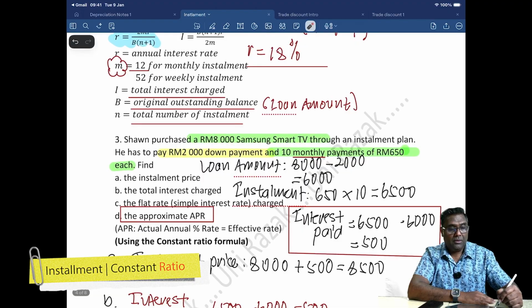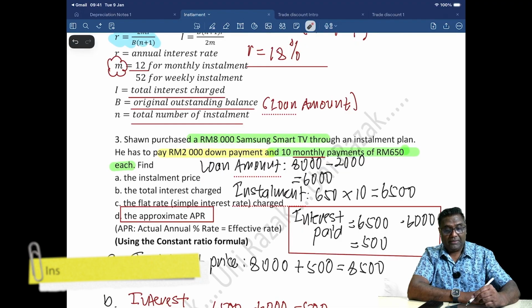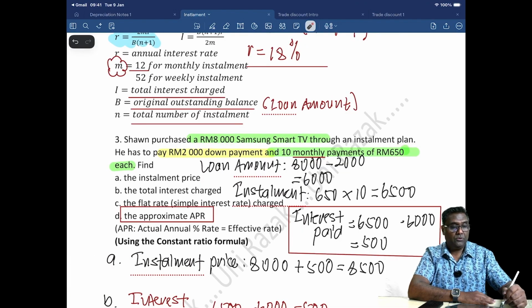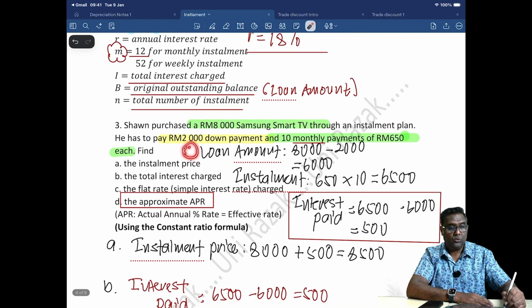Now, Sean bought something for 8,000 via an installment plan. He paid a 2,000 down payment, and he plans to pay 10 monthly payments of 650. So first step, I find out what my loan amount is. 8,000 minus 2,000. So 6,000 is the loan amount.